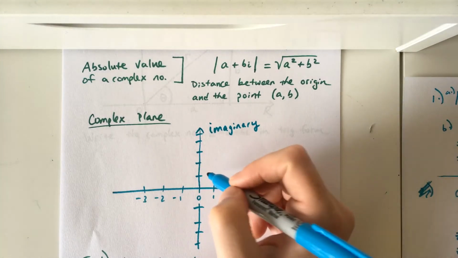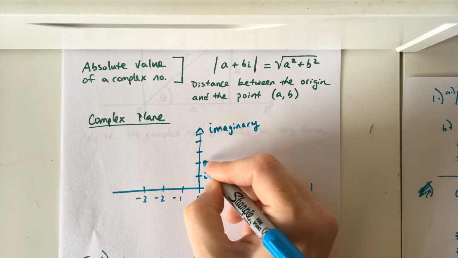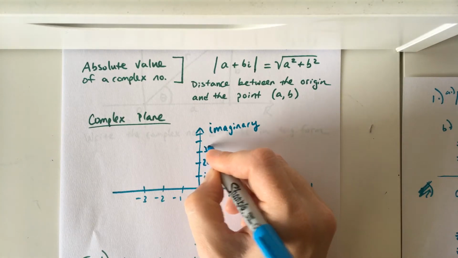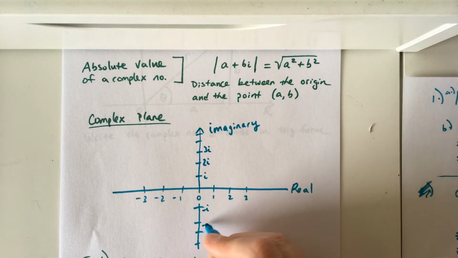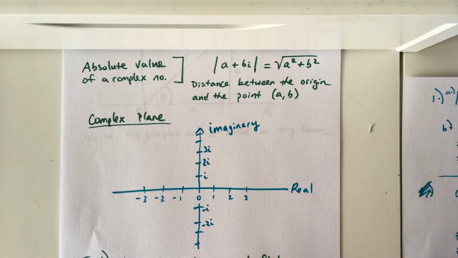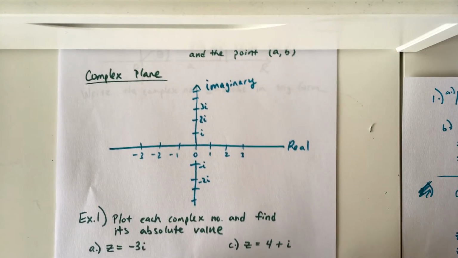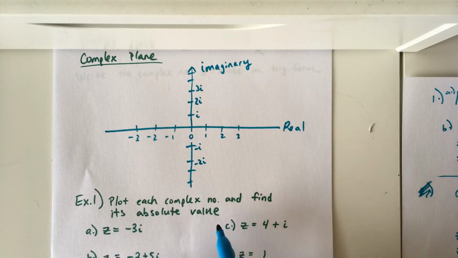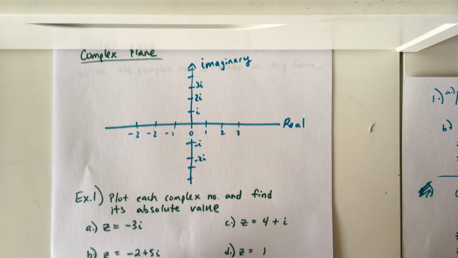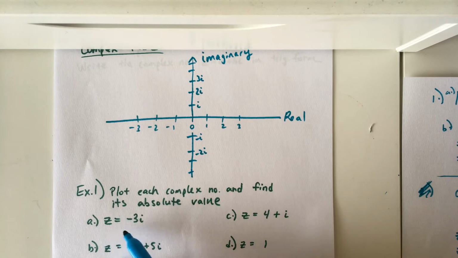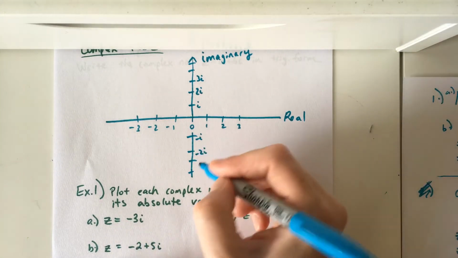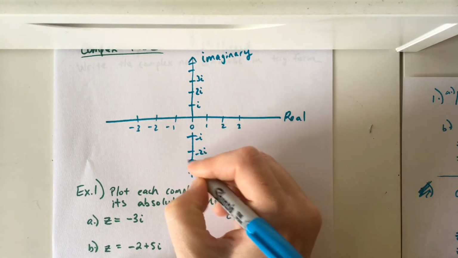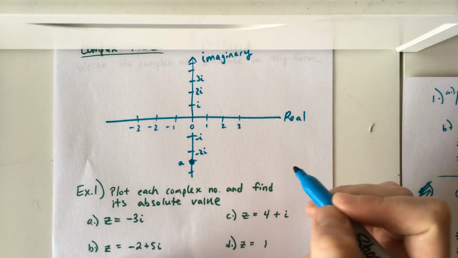So these numbers would represent 1i and 2i and 3i and negative 1i and negative 2i, and so forth. So using this idea of a plane, let's think about plotting each complex number and finding its absolute value. The complex number in part A is negative 3i. Negative 3i would be right here. So I'm just going to label this as A because this is the answer for part A.